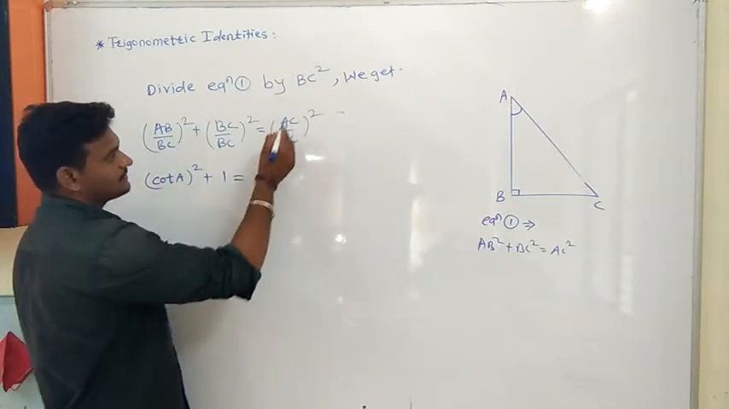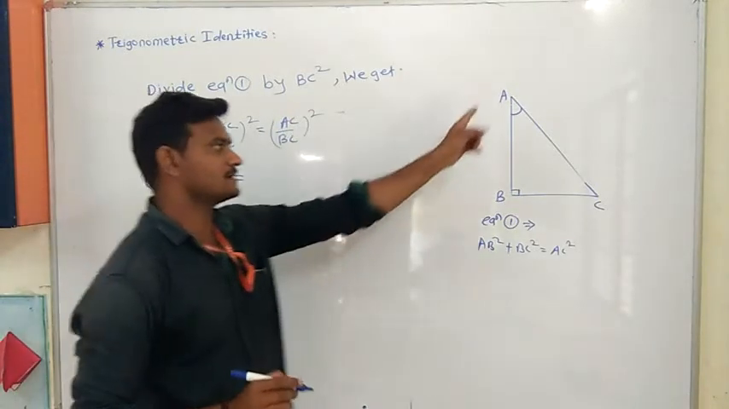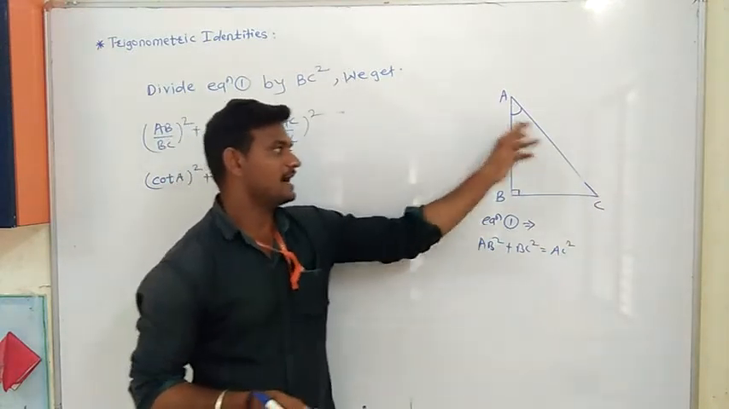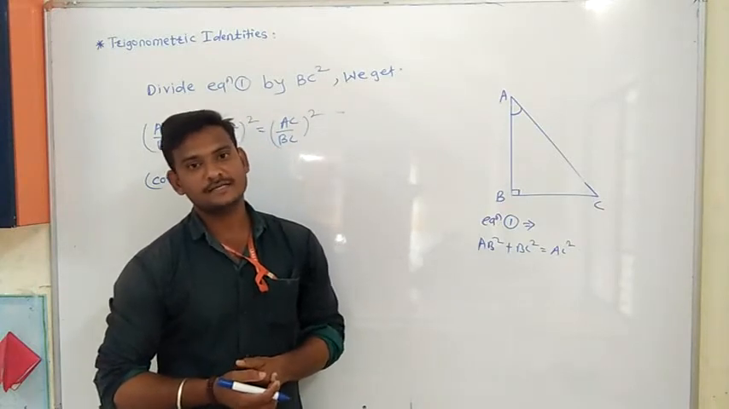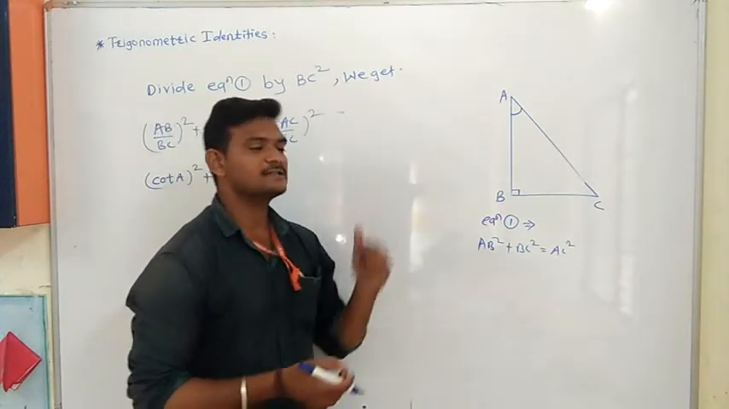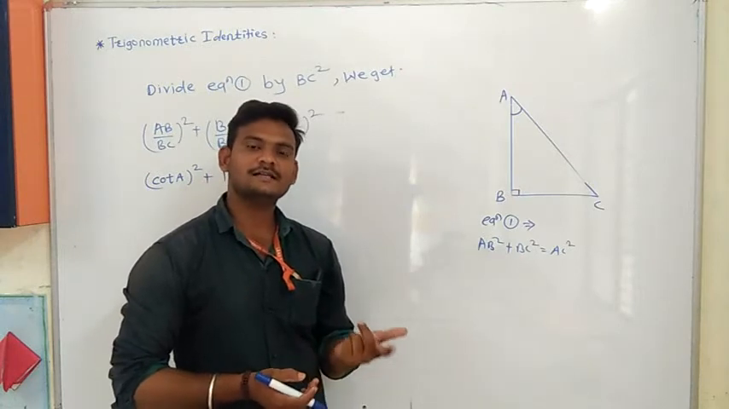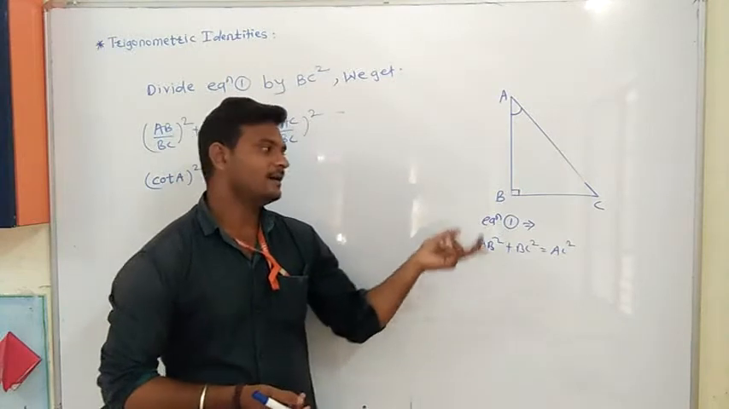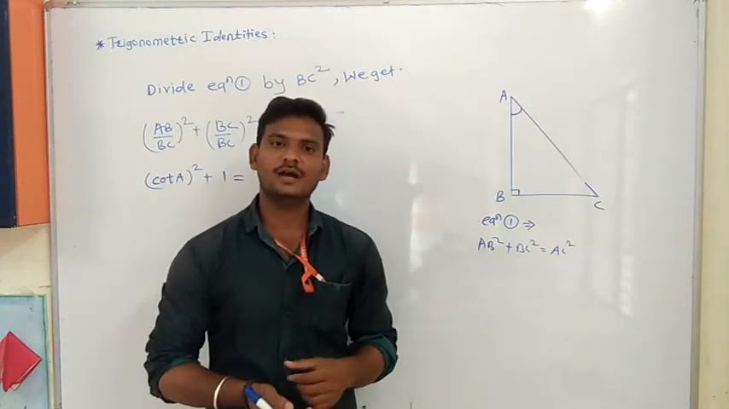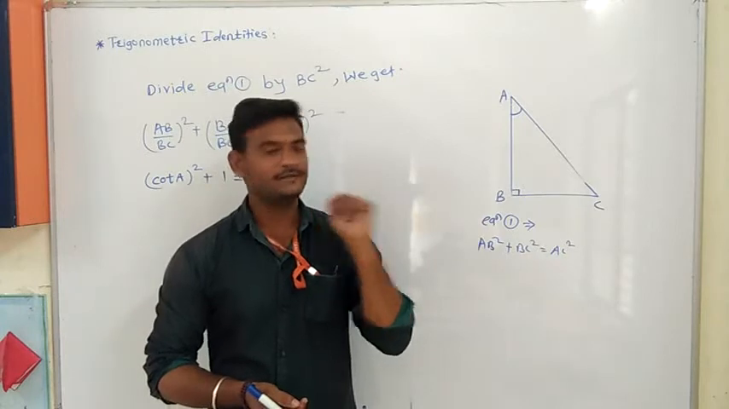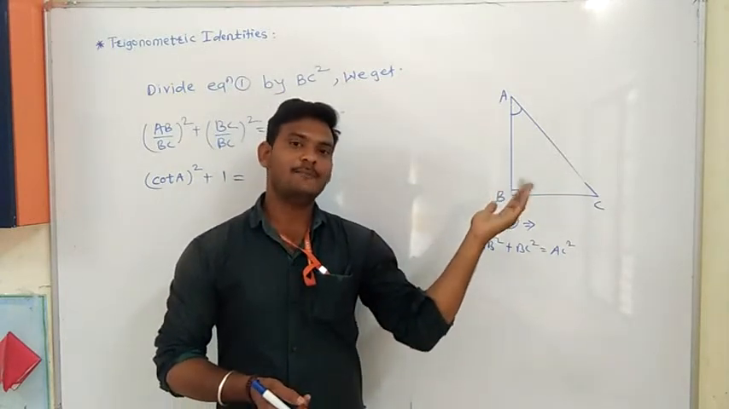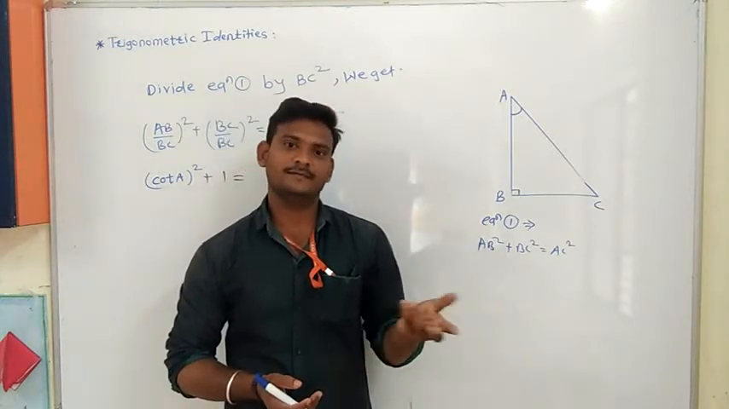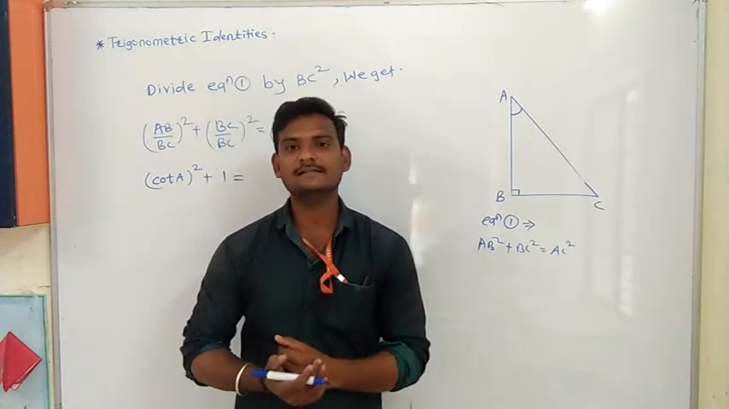Equal to AC by BC. AC is the hypotenuse and BC is the opposite. Hypotenuse upon opposite side, which ratio do we get? First recall that opposite upon hypotenuse is the sine ratio. Then hypotenuse upon opposite side is the reciprocal of sine, which is cosec.